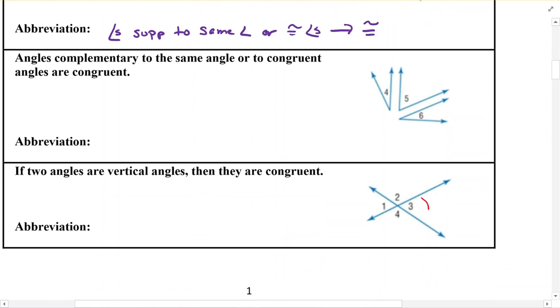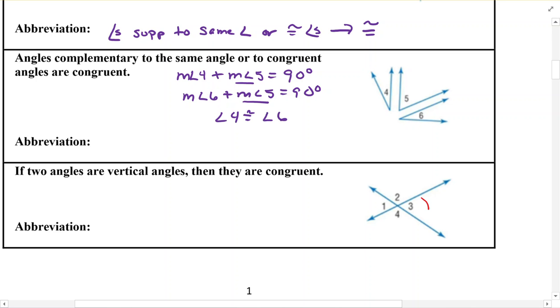Looking at the same case for complementary angles, if the measure of angle 4 plus the measure of angle 5 equals 90 degrees, so they're complementary, and the same with angle 6 and angle 5, then since angle 5 is congruent to itself, we can say that angle 4 is congruent to angle 6. So angles complementary to the same angle or congruent angles implies that they're congruent.